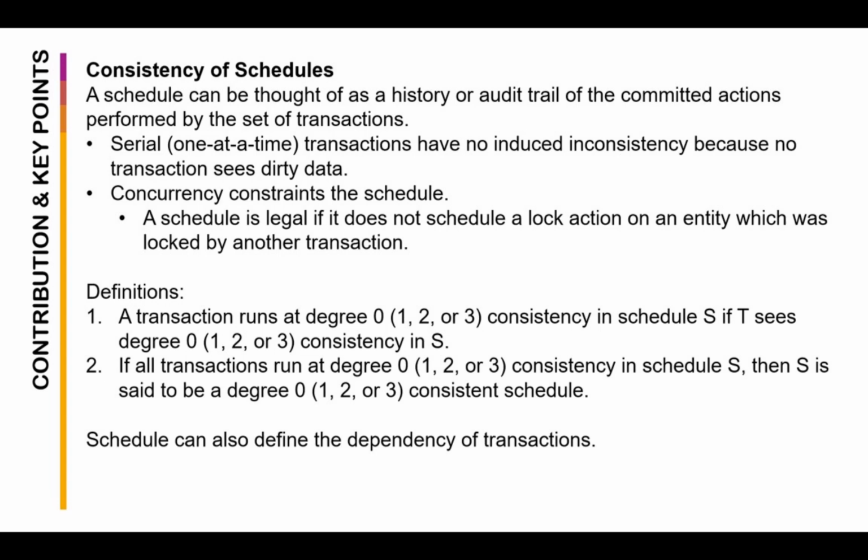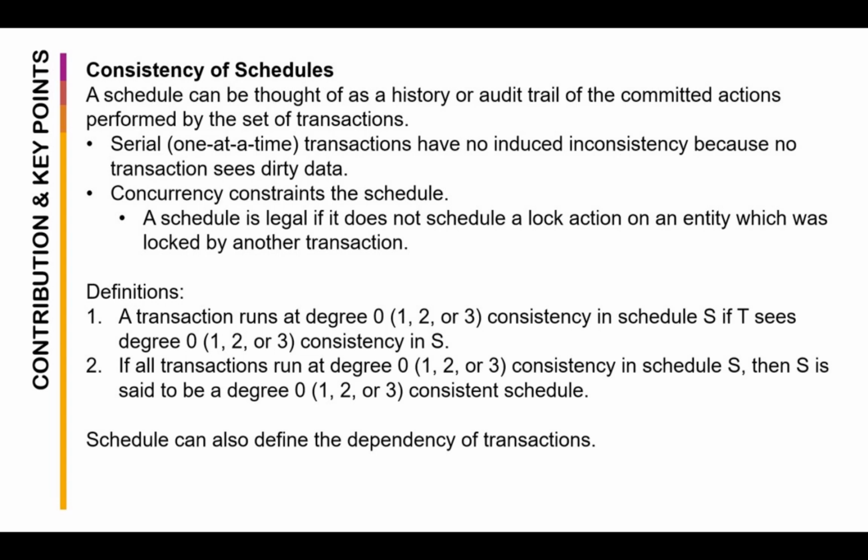In this case, a formal definition of a schedule is provided in the paper. A transaction T runs at degree 0, 1, 2, or 3 consistency in Schedule S if that transaction sees degree 0, 1, 2, or 3 consistency in S. And also, if all transactions run at degree 0, 1, 2, or 3 consistency in Schedule S, then S is said to be a degree 0, 1, 2, or 3 consistent schedule.